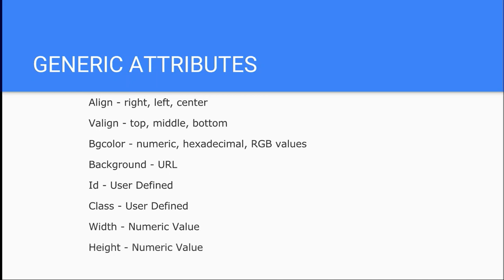The next one is height. It's a numeric value and a user defined attribute, and it specifies the height of the table, images, or table cells. The last generic attribute is title. This is also user defined. It pops up the title when you move your cursor over the particular piece of content, which we tried in the earlier example.